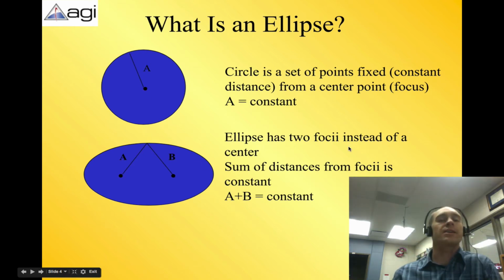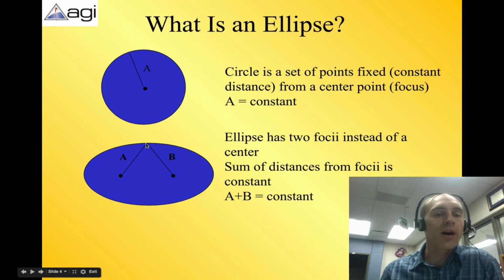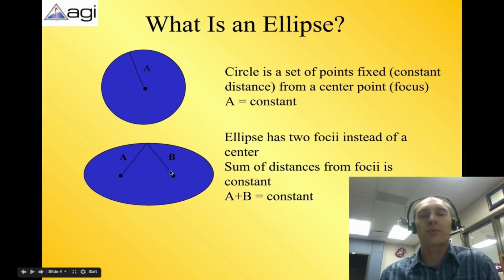An ellipse has two foci instead of a center. And when you take the length of A and the length of B and add them together, no matter where you are on the outside edge of the ellipse, that value is always going to be the same. So if I have a point here directly below this focus, that distance is going to be a lot less than this distance. But the sum of those two is going to equal the same amount that it was up here as the sum of these two. So that's really what an ellipse is.